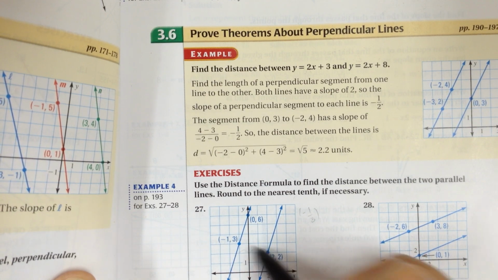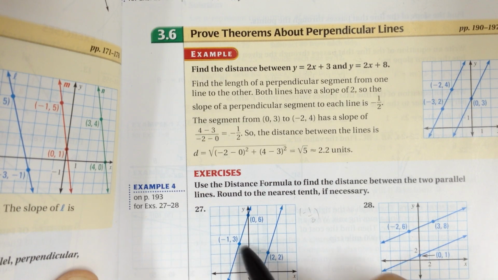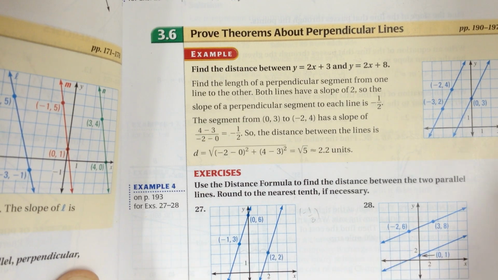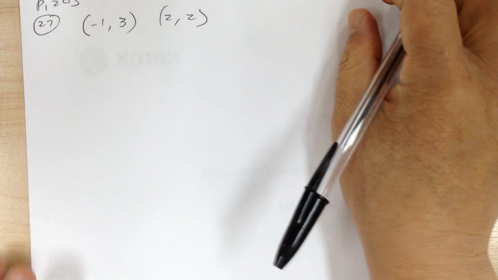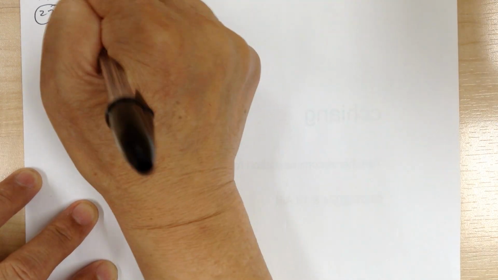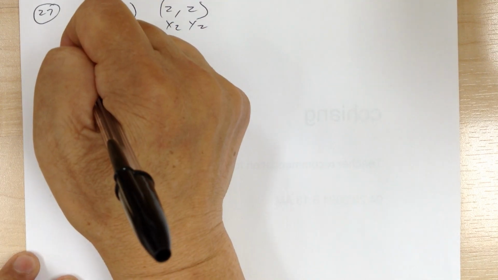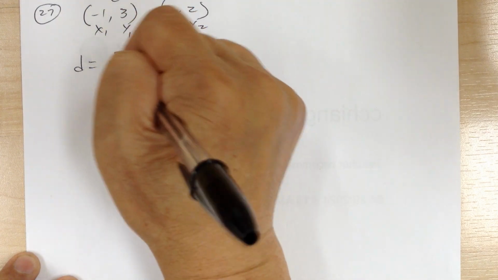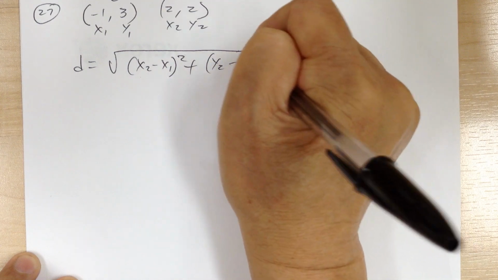So these 2 points are the ones that you need, because these 2 points will give you the perpendicular. Same thing with this situation. So basically, you're looking for the distance between these 2 points. That will give you the distance between the two lines. So for number 27, you have 2 points: negative 1, 3, and 2, 2. You're looking for the distance between them. Here's your first point and second point, so that's your x1, y1, x2, y2. The distance formula is the square root of x2 minus x1 squared plus y2 minus y1 squared.